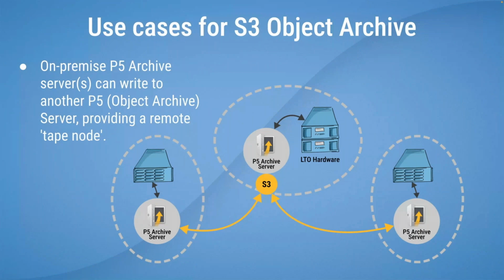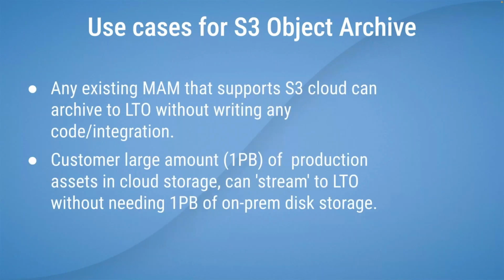There's a couple more use cases on this slide. The first bullet says that any existing MAM that supports writing to S3 cloud can archive to LTO without any code integration. Right now we have quite a few MAM products that interface with P5 Archive so that they can offload assets to LTO tape, effectively archiving assets. And those MAMs integrate with P5 by writing code to integrate with our command line or our REST API interface.